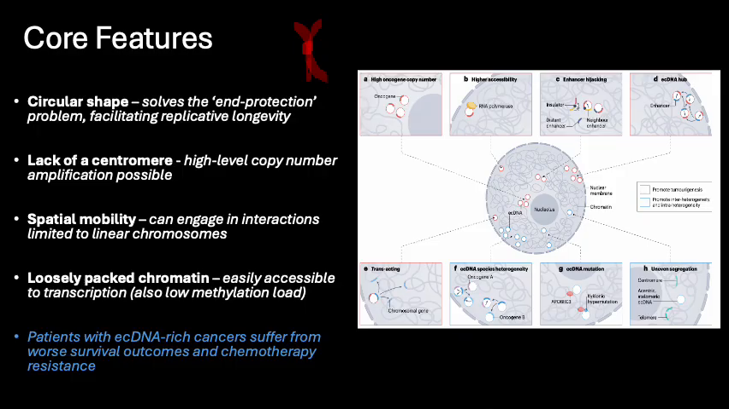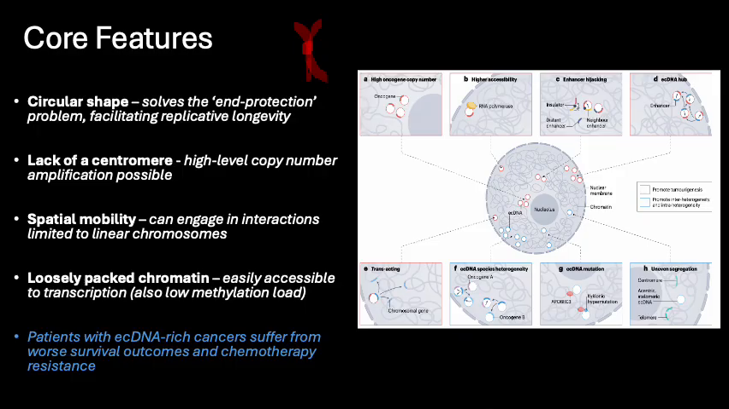And then ecDNA, because it's very small, is very spatially mobile. In comparison to bulky, physically large linear chromosomes, which can't bounce around very often in the nucleus of the cell, ecDNA circles are small, and because of their small nature, they can interact with other genetic elements and with other ecDNA fragments. So this we'll discuss in a second.